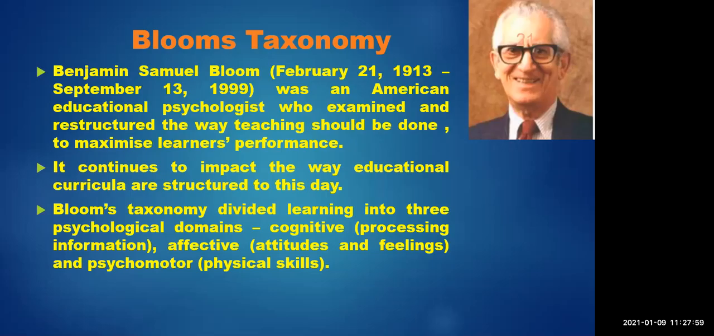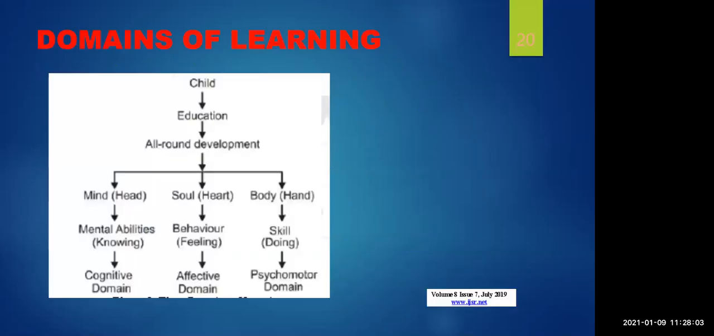mind, heart, and body relationship. In simple words, we are using it as knowledge, feeling, and doing, or skill. We can say knowledge, affection, and skill. These are the things he has given in technical terms in this way.